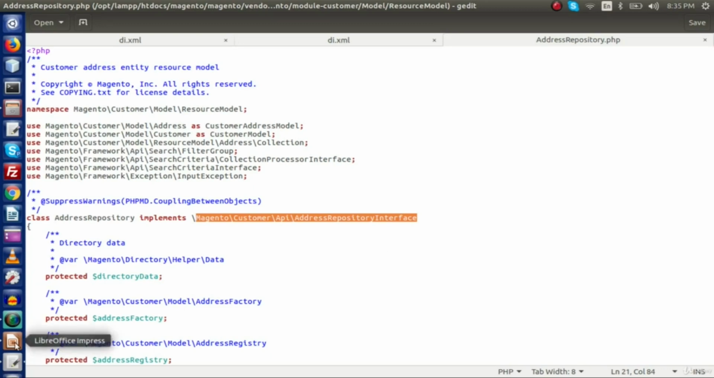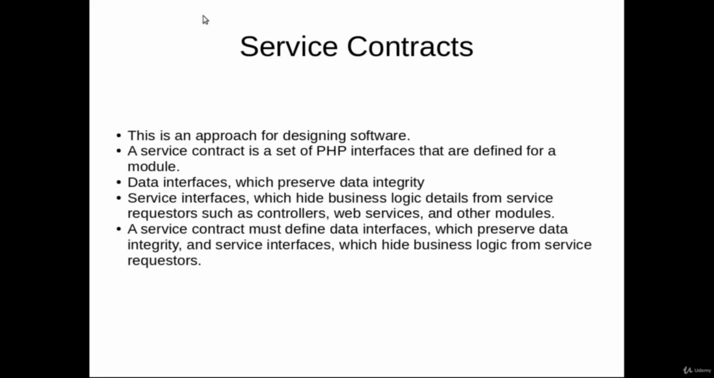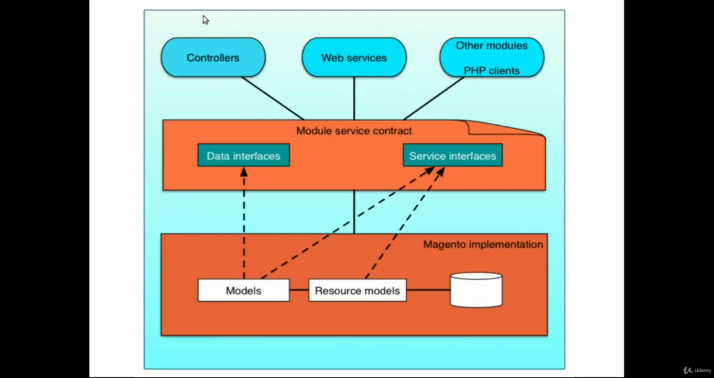Okay, now let me go to my presentation again. This is a very rough slide, I know, but the pointers are really very important. Next we understand what a service contract actually looks like and how Magento uses it. So the top section is the entry points. You call something in Magento, you hit a controller, a third party hits Magento's API, or some other module wants to interact with some other module or PHP client. They always go through the service contract layer.